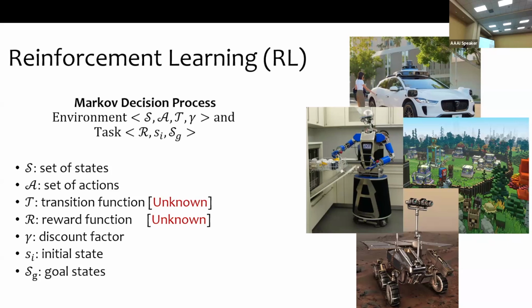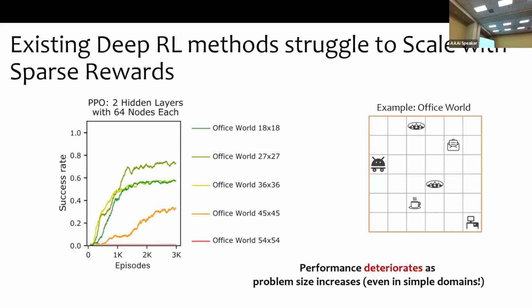In this work, we consider a standard reinforcement learning setting where the transition and reward functions are not known. Existing deep RL methods have made significant advances in RL. So we evaluated the scalability of popular deep RL methods such as PPO on an office world domain with sparse rewards. We observed that as we increase the complexity and size of the problems, the performance of PPO degrades very quickly on simple domains like office world. We also tried this on other popular deep RL methods such as A2C and DQN, and observed a similar trend.